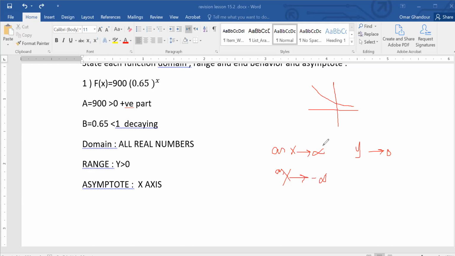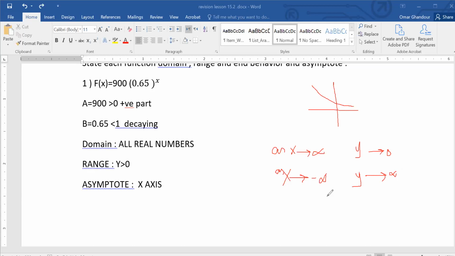As x goes to negative infinity, now I'm looking at the left. What is happening at the left? Y is going up, up, up, up, up till positive infinity. So y goes to infinity.